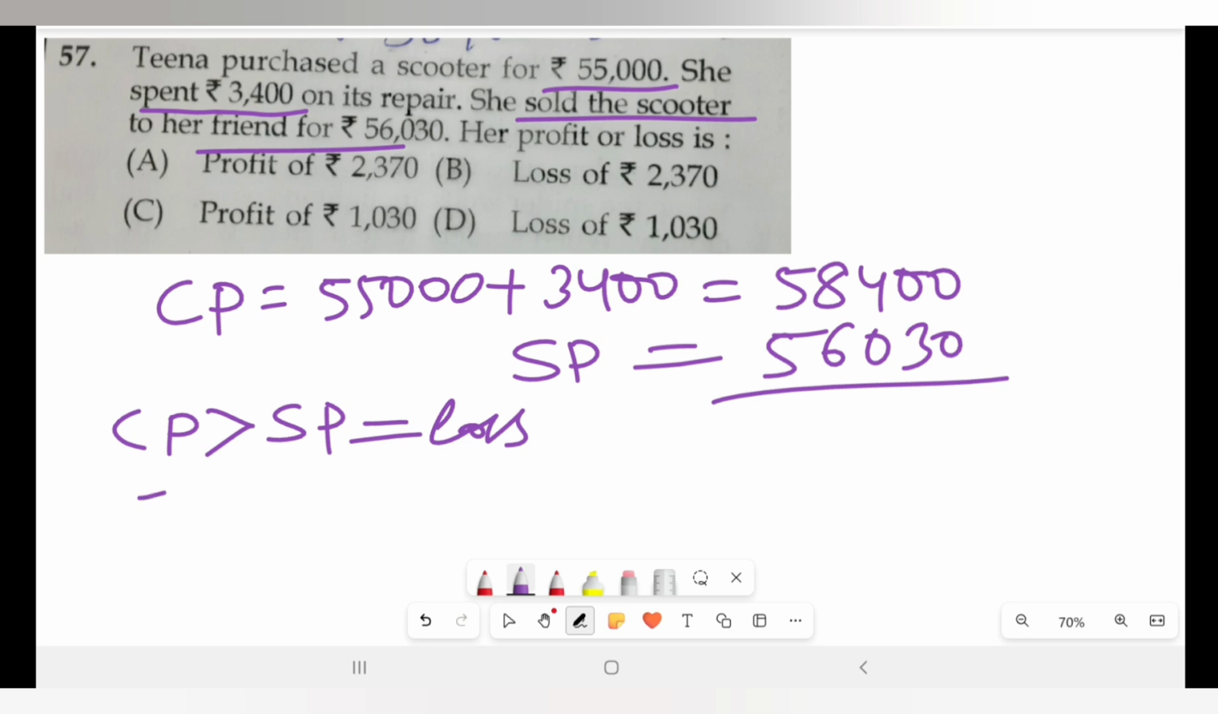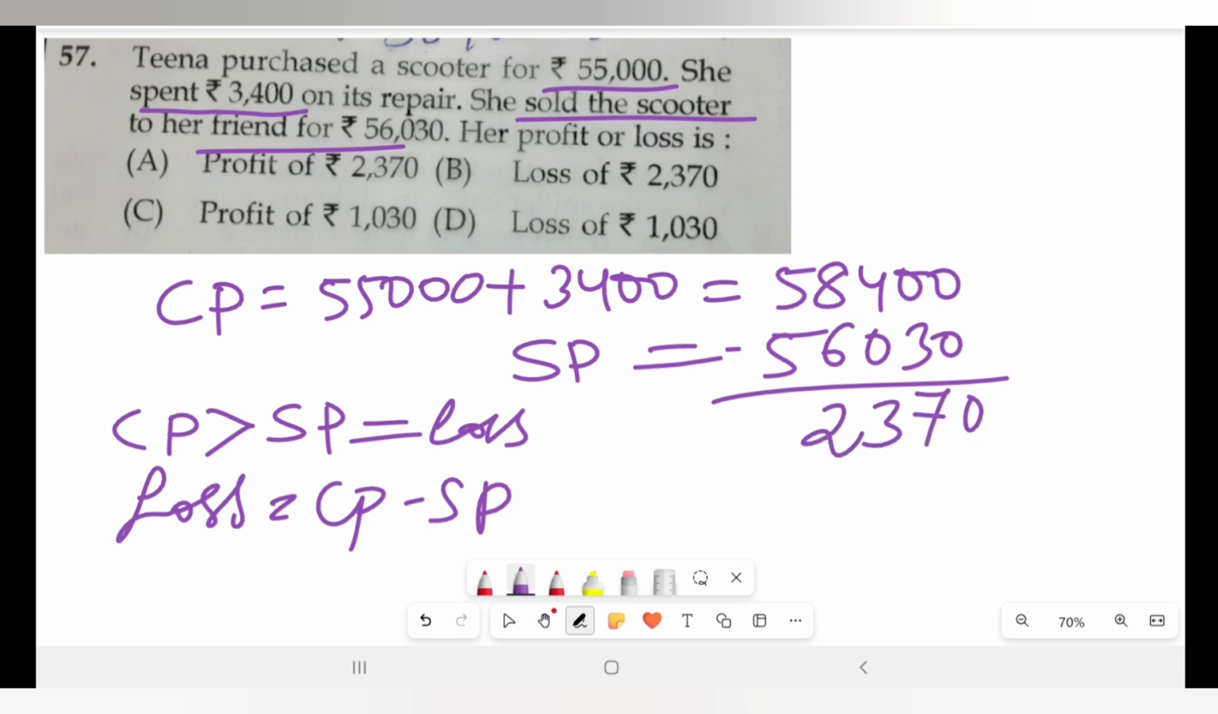So the loss formula is cost price minus selling price. Here I am just subtracting. So 2370 is the loss. So option B is the right answer.